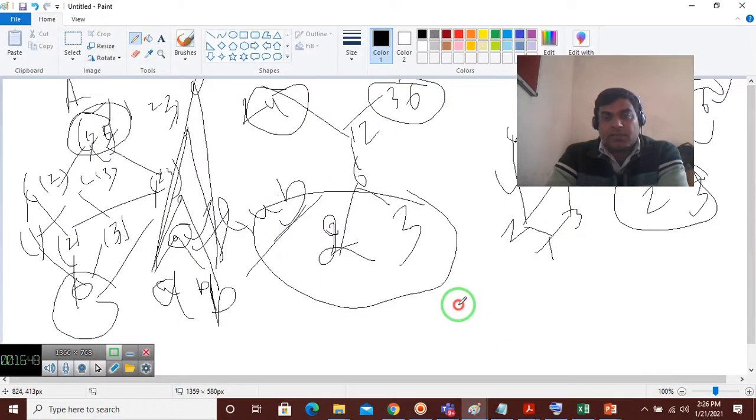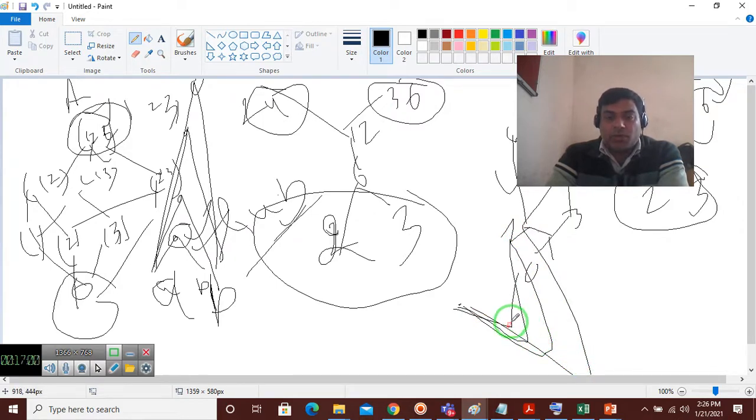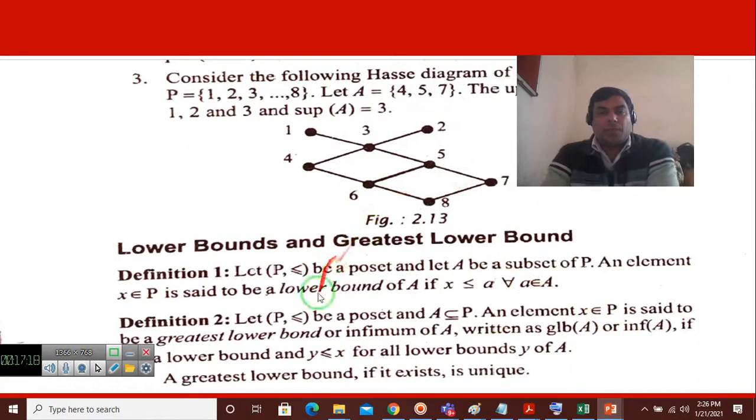If B has two elements, the greatest lower bound is the greatest among the lower bounds, just as the least upper bound is the least among the upper bounds. So this is called the infimum.